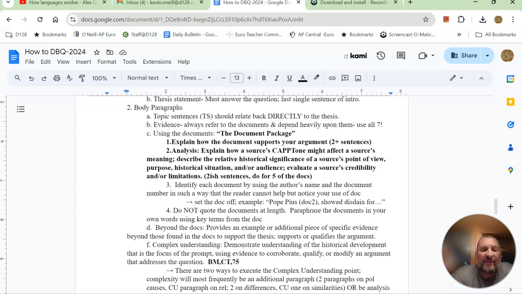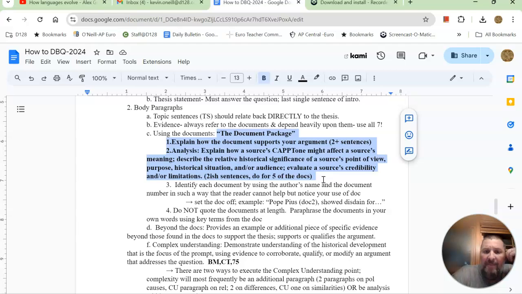All kinds of different ways to do that with the point of view, purpose, context, audience. You're going to do that in about 2 sentences for 5 of the documents. Okay? So this is what you are doing for every doc. That's the document package. That's how you're using the document to support your argument.